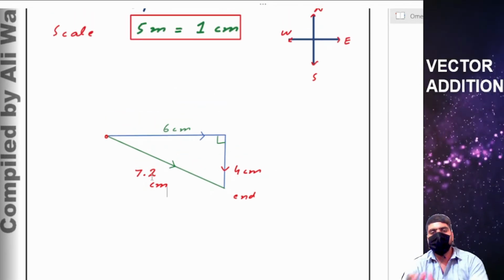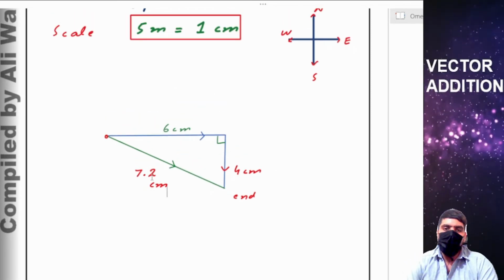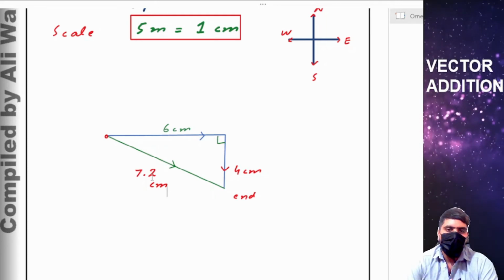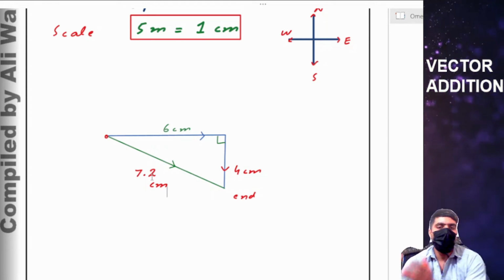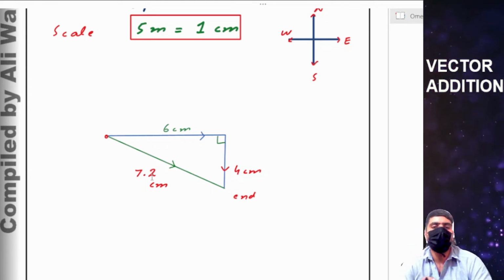Now for the final step, this 7.2 centimeters represents how many meters of the real physical quantity.